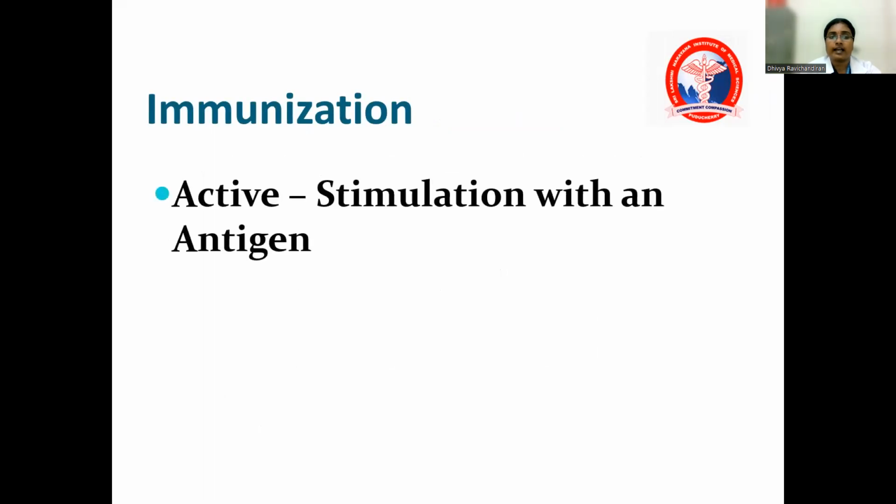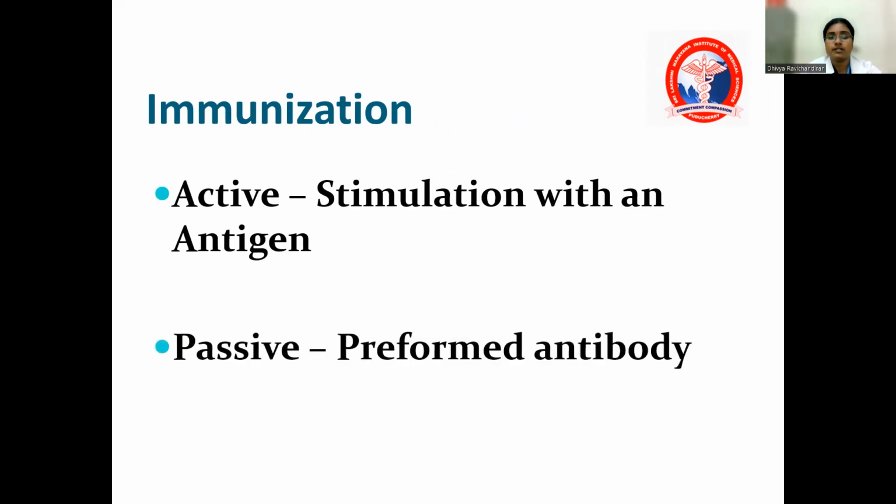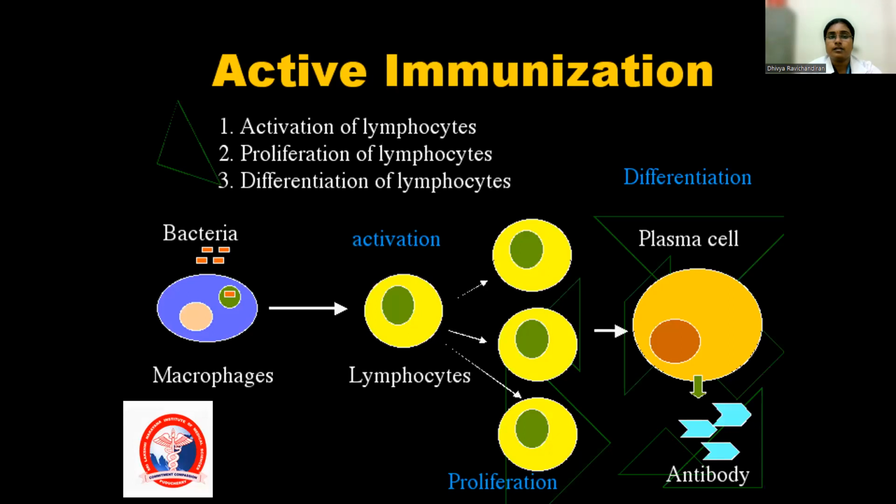Immunization: we have active immunization, which stimulates with antigen, and passive immunization, where we give preformed antibodies to fight against the diseases. In active immunization, activation, proliferation, and differentiation of lymphocytes happen. Whenever a macrophage engulfs or phagocytoses the bacteria, it activates the lymphocytes, which leads to their proliferation, and it differentiates the B cells into plasma cells, which give antibodies.